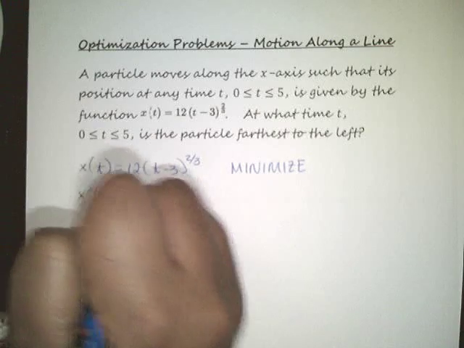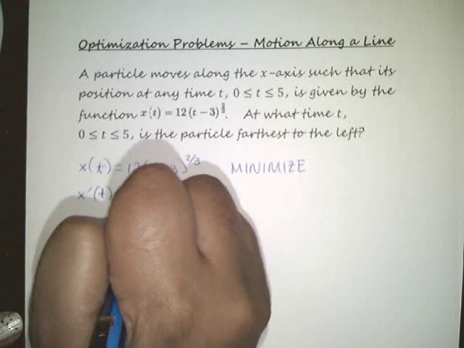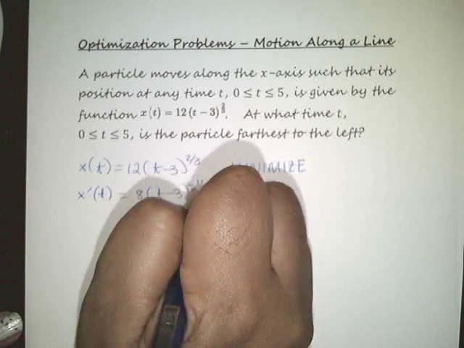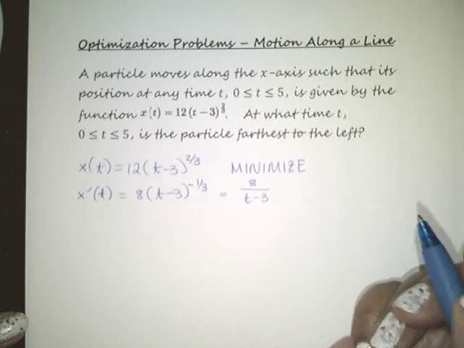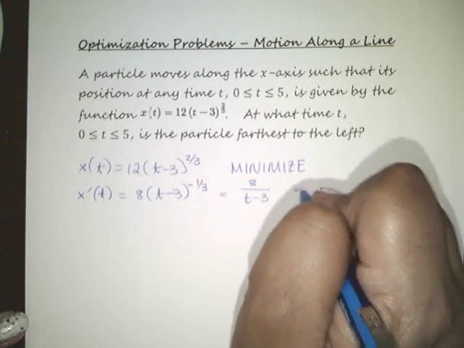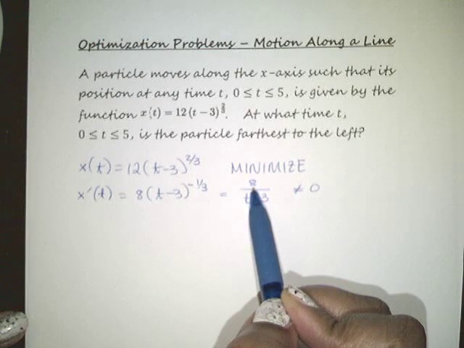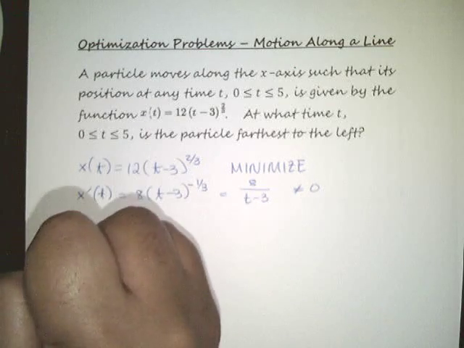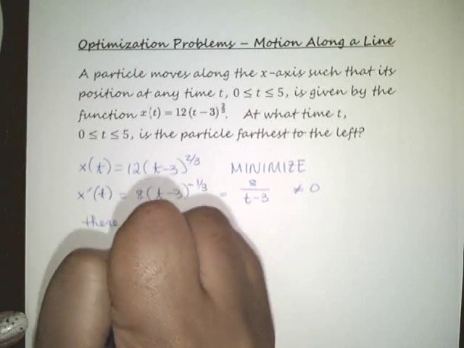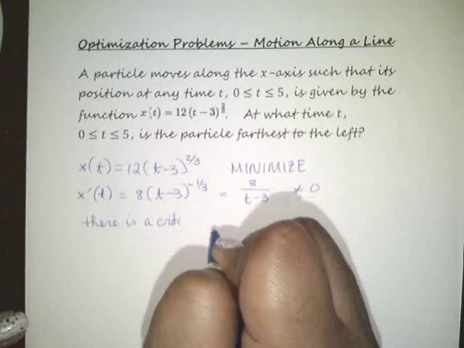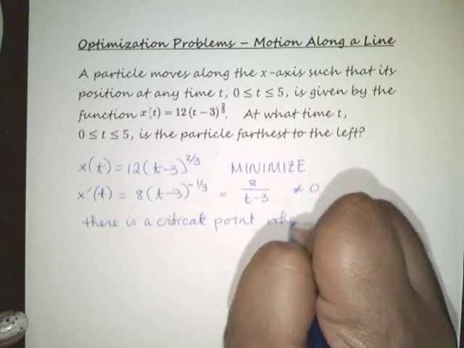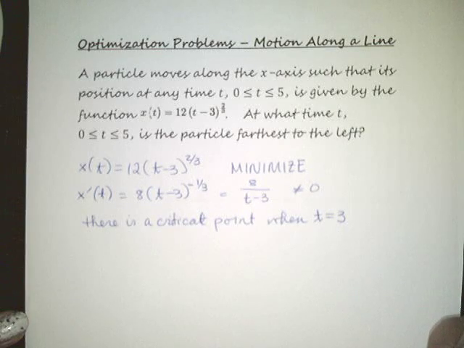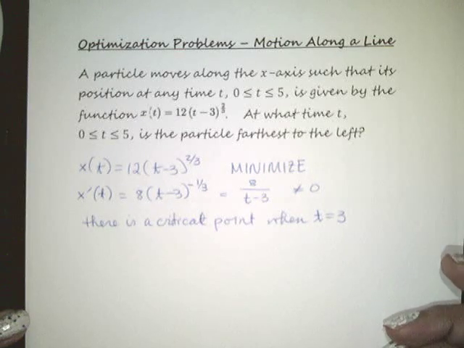X prime of t is equal to 8 times (t minus 3) to the minus 1/3 power. Now, I'm going to write this as a fraction to make it easier to see. This first derivative is never equal to 0 because the numerator is 8. However, there is a critical point at t equals 3. So now that I have my critical point, I'm going to use the first derivative to determine whether that's a max or a min, or neither.